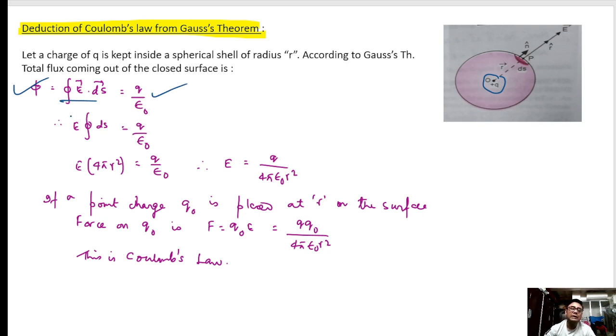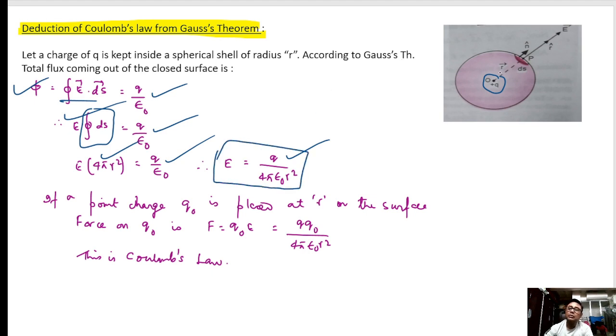So the integral of E dot ds will be q by epsilon o, and the total area of the sphere will be 4 pi r square. So this is the value of q. This is the formula for the electric field coming out due to the positive charge q. The electric field coming out is this value.